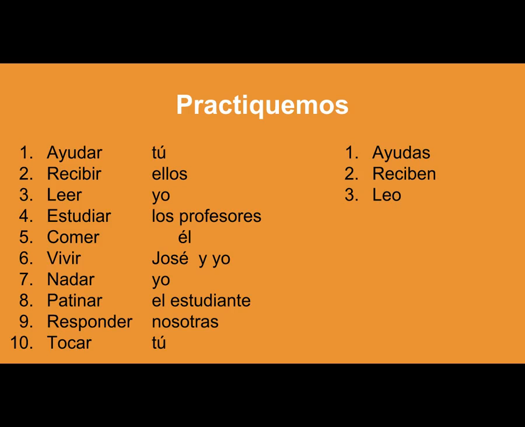The teachers study. Since it is more than one person, but you're not part of the group, it is the ellos form, estudian. He eats, él come. Jose and I live. Jose y yo vivimos. I swim. Yo nado. The student skates. El estudiante patina.